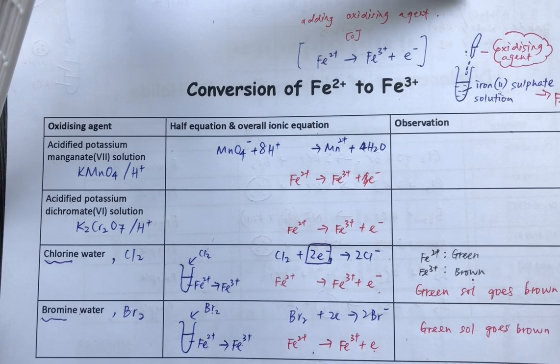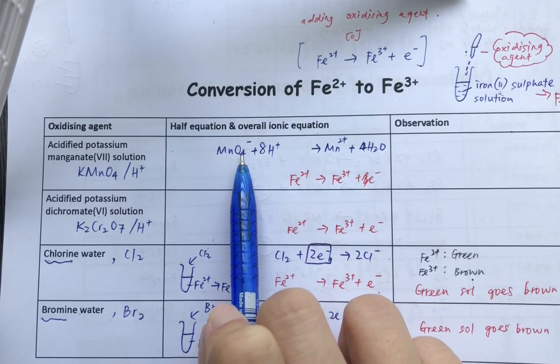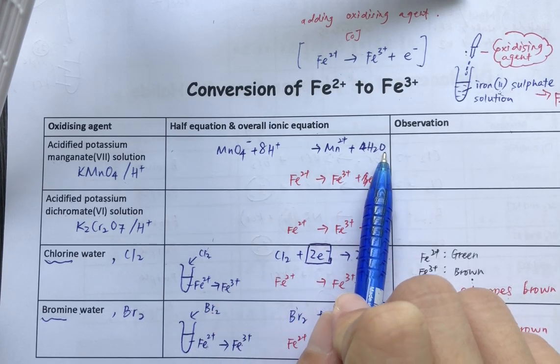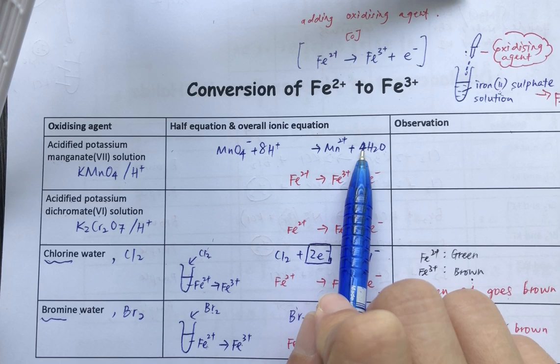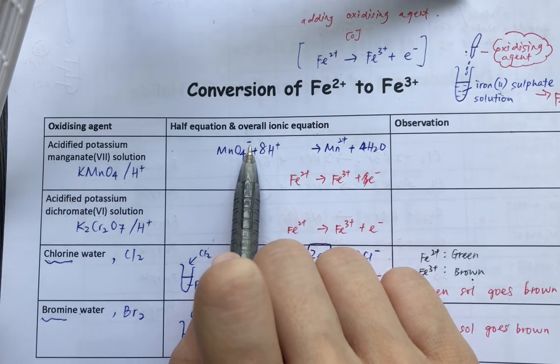Now I check again, is my balancing correct or not? Simple. 1 Mn and 1 Mn is balanced. 4 oxygen and 4 oxygen is balanced. 8 hydrogen and 4 times 2 is balanced. The last thing we'll do is determine where to place our electrons. Simple, I check the charges. This is a negative 1.